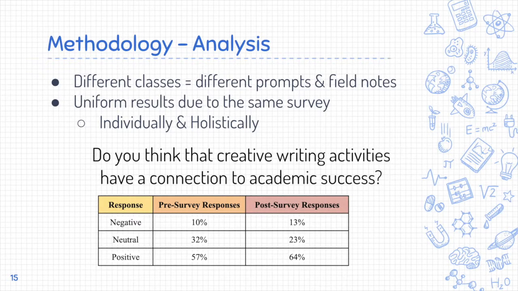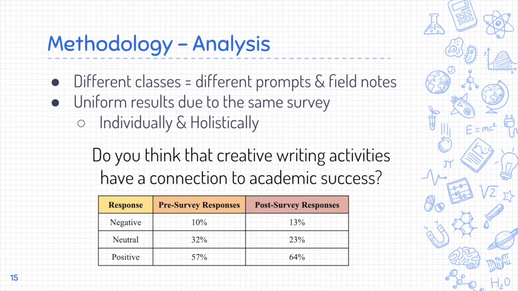In terms of analyzing, because we had different classes, we obviously had different prompts and we had different field notes. That was obviously something that we then had to look at qualitatively, since we couldn't really uniformly address these things. As opposed to the surveys that were administered to all the students the same, we could look at these individually within our own classes, then also compare them holistically with one another.